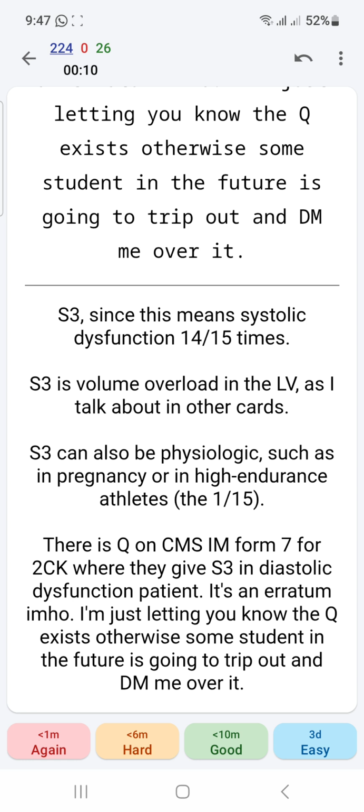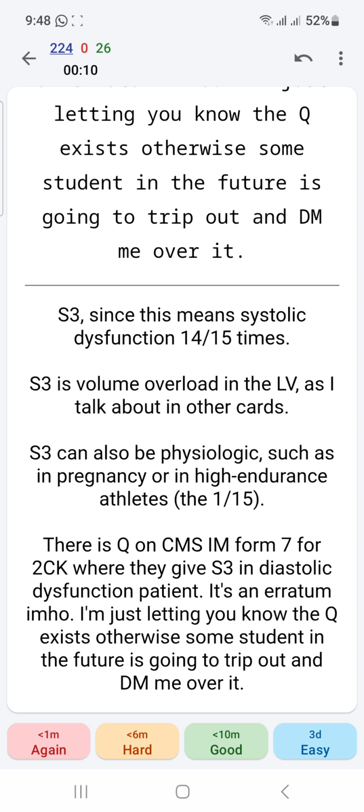No. S3, since this means systolic dysfunction 14 out of 15 times. Remember this: S3 means systolic dysfunction. S3 is volume overload in the left ventricle, as I talk about in other cards. S3 can also be physiological, such as in pregnancy or in high endurance athletes.